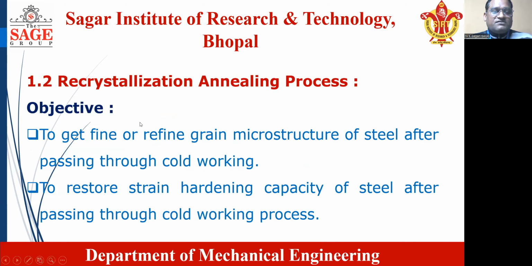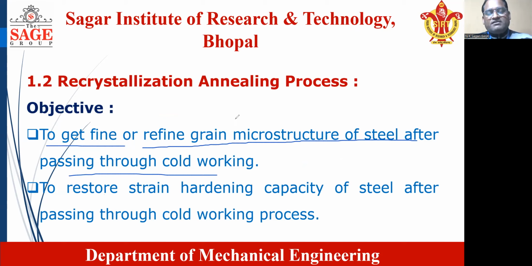Now, the second process is known as recrystallization annealing process. What is the objective of recrystallization annealing process? The objective is to get a fine or refined grain microstructure of the steel after passing through cold working. Yes, if the metal or alloy is passed through any previous manufacturing process like cold working.